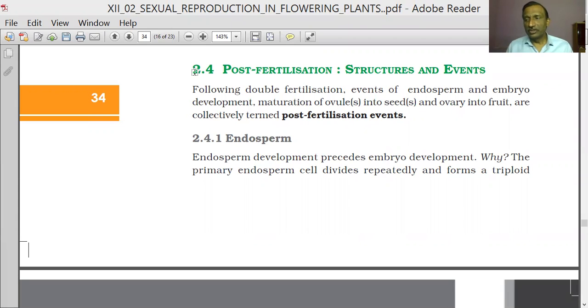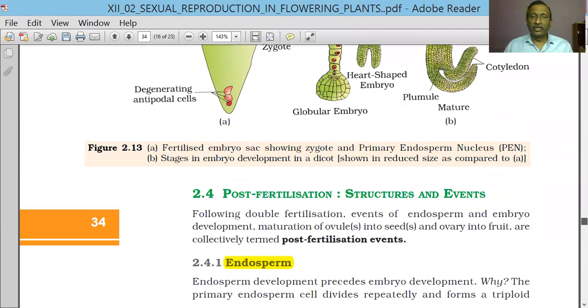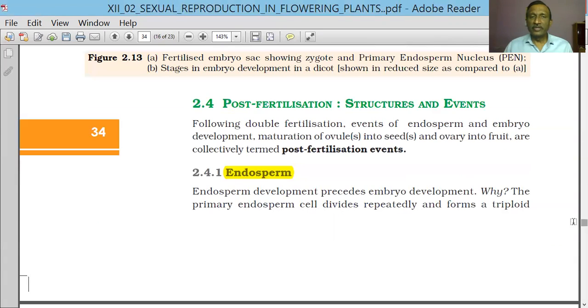As we have already studied, a triploid cell, the endosperm, is formed. So further development of the endosperm takes place, and at the same time the development of the zygote into a new plant also takes place. But in all angiosperms, endosperm development takes place prior to the development of the embryo. So let us read what is written here: following double fertilization, the events of endosperm and embryo development, maturation of ovule into seed and ovary into fruit are collectively termed post-fertilization events.